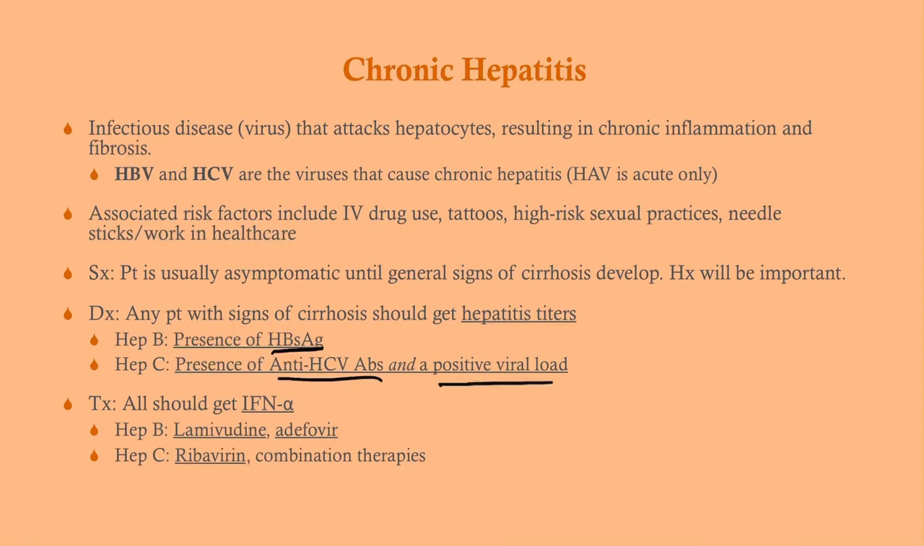Now, for treatment for chronic hepatitis, it depends on the type of hepatitis you have. So all patients with hepatitis are going to get interferon. And with Hep B, what we do is we go for those nucleoside analogs, so lamivudine, adefovir, and so forth. With Hep C, we go for ribavirin or with combination therapies. So those are those kind of weird drugs that we don't really give for anything else, like sofosbuvir and glecaprevir and lots of drugs that are very difficult to pronounce. So you should be familiar with those. At least if you see them, you should know that they're Hep C drugs because they're only given for Hep C.